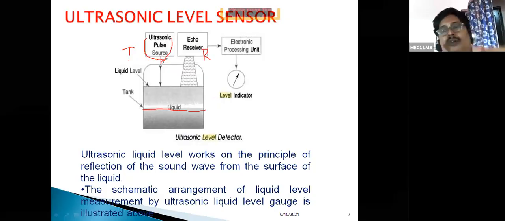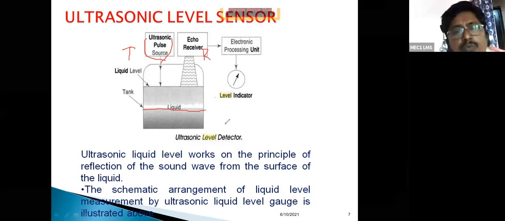Here the ultrasonic sound waves are released and focus on the surface of the liquid in the container or vessel. Then the sound waves reflect and are received by the receiver. This process takes time. That time period is calibrated in terms of the level of the liquid in a tank, and we can also call it an ultrasonic liquid level gauge.